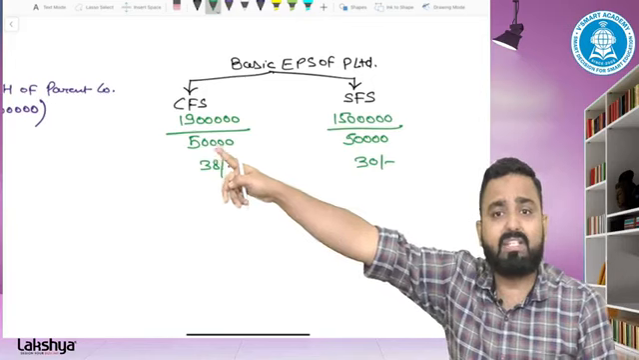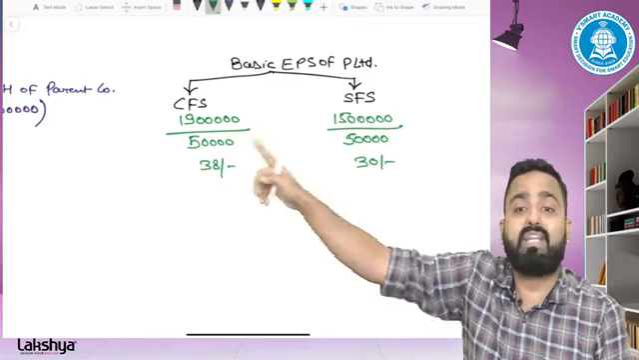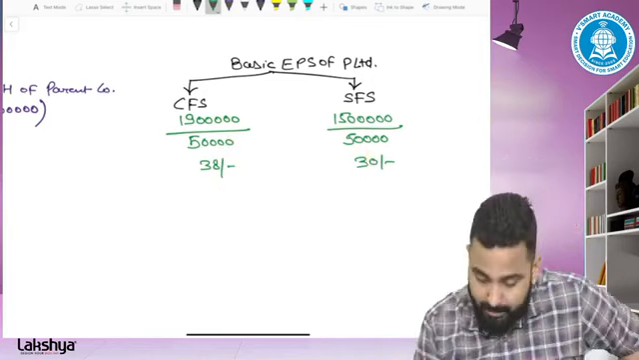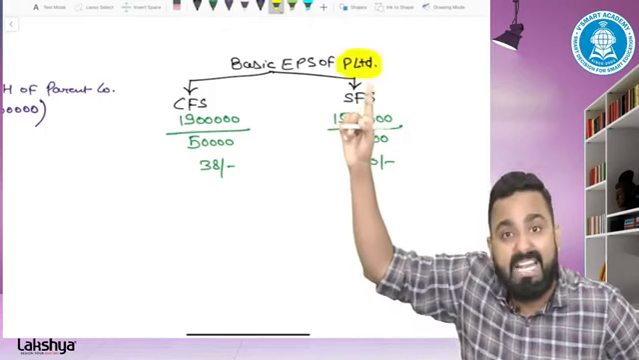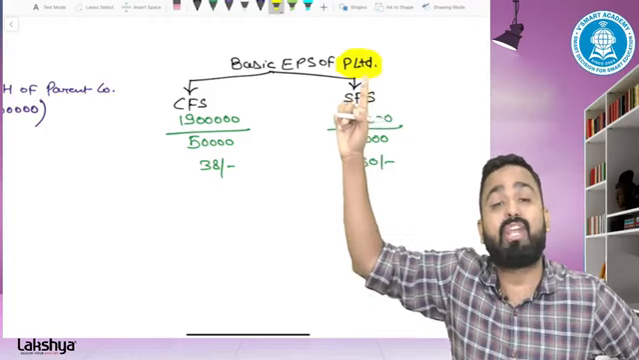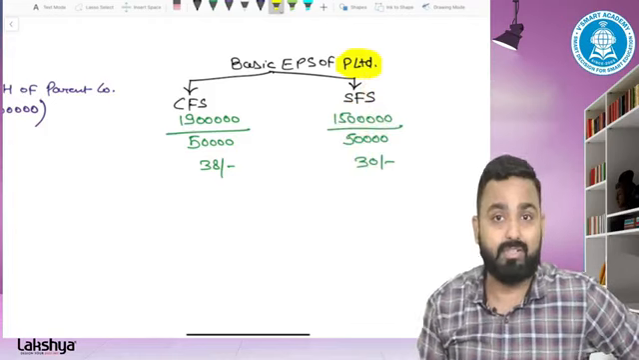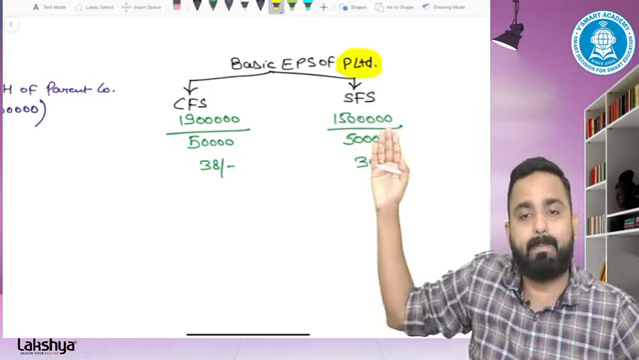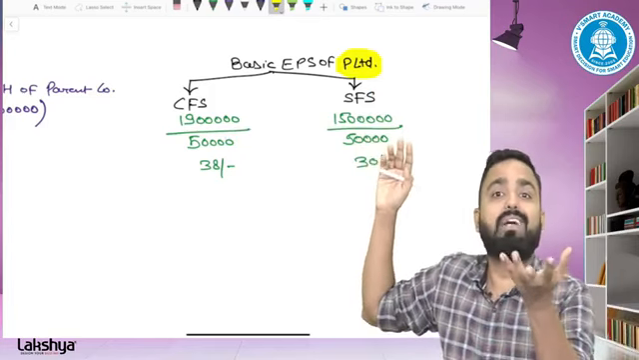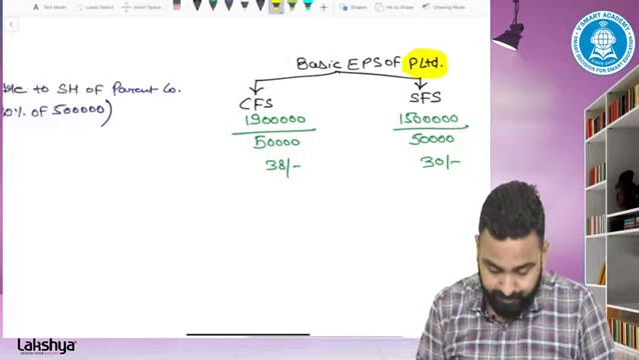In both the cases, we took the denominator as 50,000. Why? Because here we are calculating the earning per share of P Limited and P has 50,000 outstanding equity shares in P Limited's balance sheet, whether consolidated or separate.